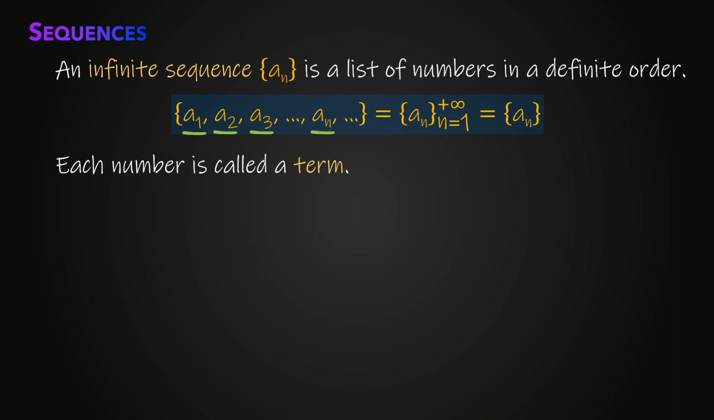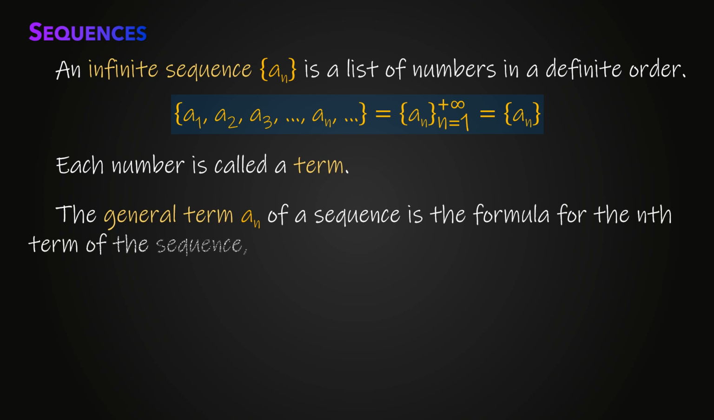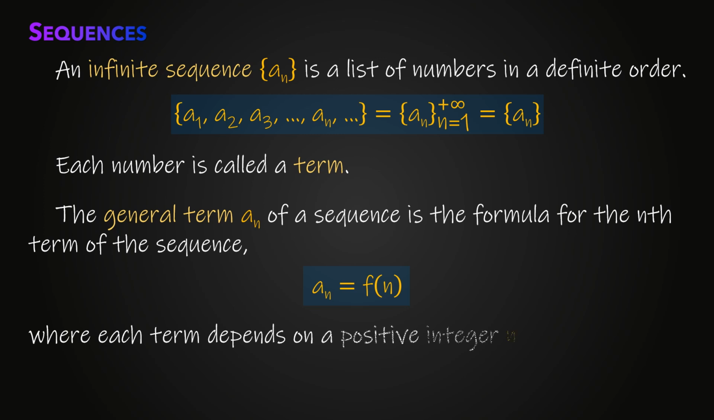A sequence can be written succinctly as {a_n} from n equals 1 to positive infinity, or just in terms of its general term, a_n. The general term of a sequence is the formula for the nth term of the sequence. That is, a_n is f of n, where each term depends on a positive integer n. Thus, we can think of a sequence as a function whose domain is the set of positive integers.